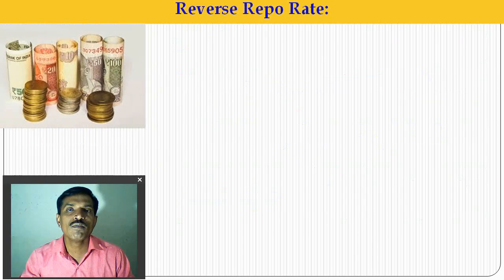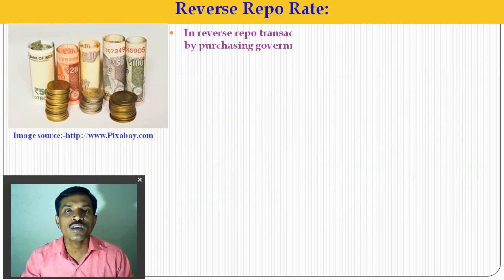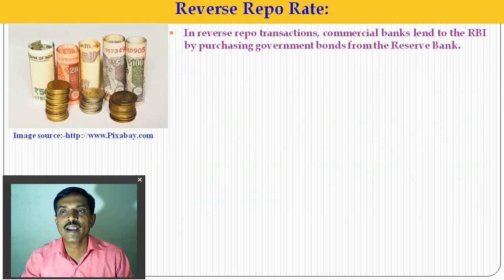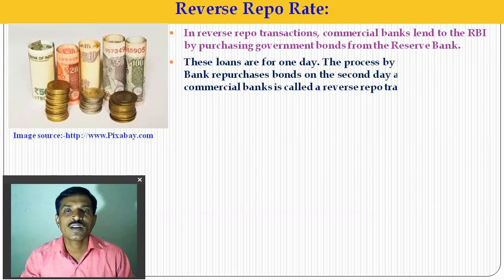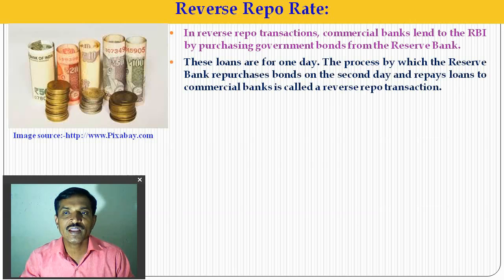And on the other hand, reverse repo. In a reverse repo transaction, commercial banks lend to the RBI by purchasing government bonds from the Reserve Bank. These loans are for one day. The process by which the Reserve Bank repurchases a bond on the second day and repays the loan to the commercial bank is called the reverse repo transaction. So repurchasing of all the bonds on the second day, after selling on the first day, is the reverse repo rate.